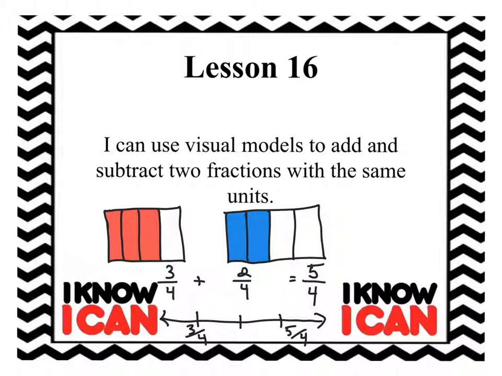So if we go back to looking at these models, these tape diagrams to represent 3/4 and another area model to represent 2/4, we can add them up and we can count. That is equal to 5/4. We're also going to bring in a number line to show that we're going to go from 3/4 to 4/4 to 5/4 to represent that on a number line.